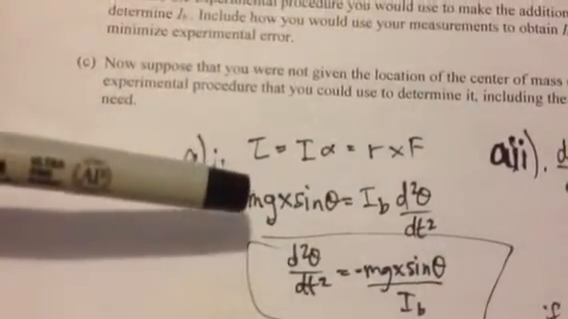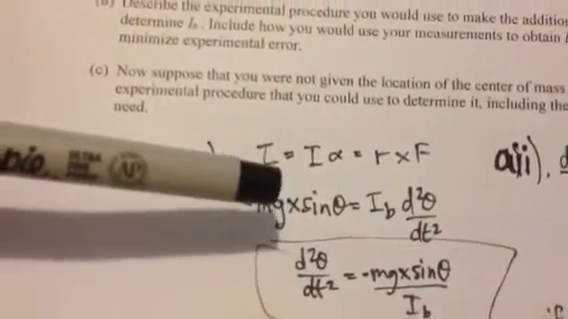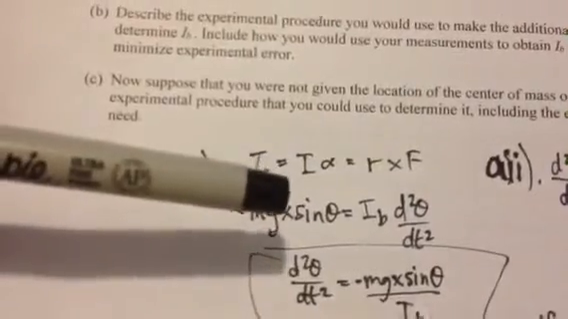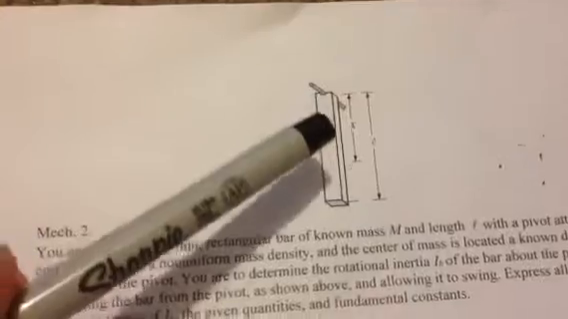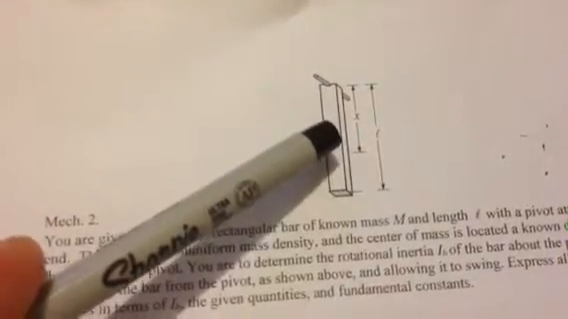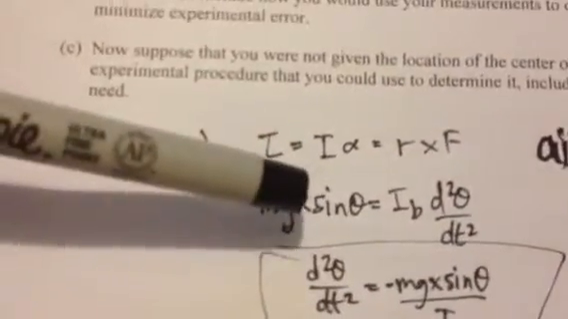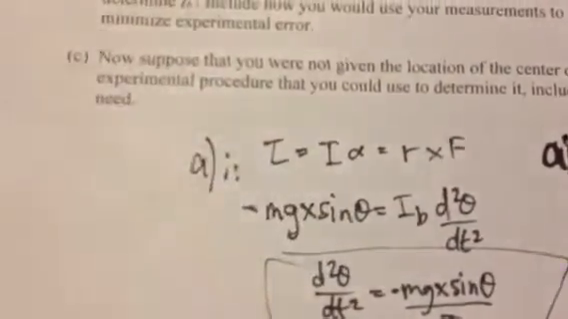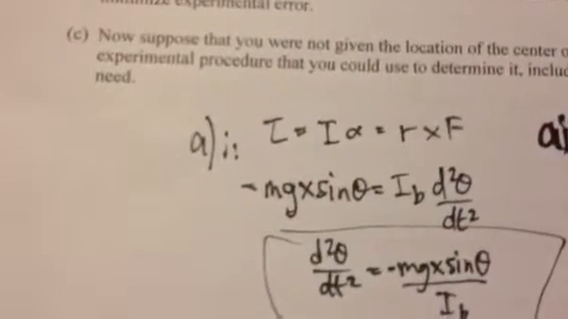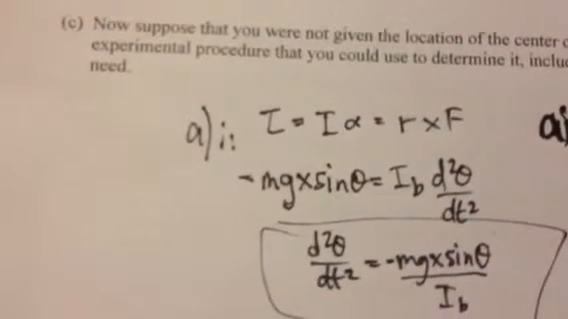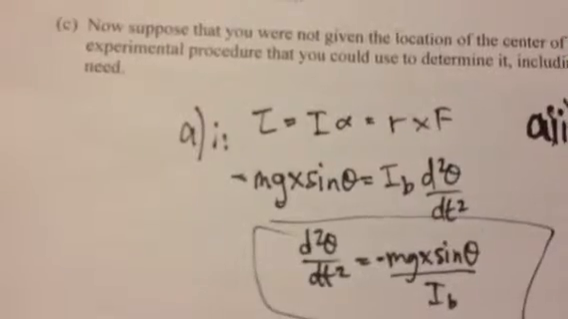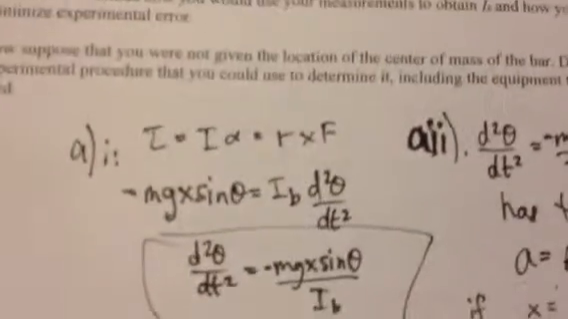So gravity, which is mg, cross r, which r is just going to be x, which is the point where the force of gravity will act here at the center of mass, halfway down the bar. So it's gravity times x times the sine of the angle in between them. And it's minus because it's always going to be a restoring force. Gravity's pulling it downwards, so there's a negative sign there. Now that's all equal to I alpha.